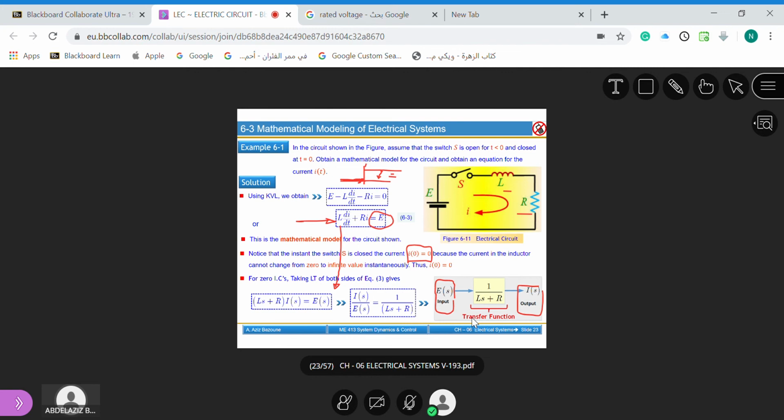The denominator of the transfer function is called the characteristic polynomial. It will give you the characteristics of your system. It shows you that you have L, an inductor, and you have a resistor also.